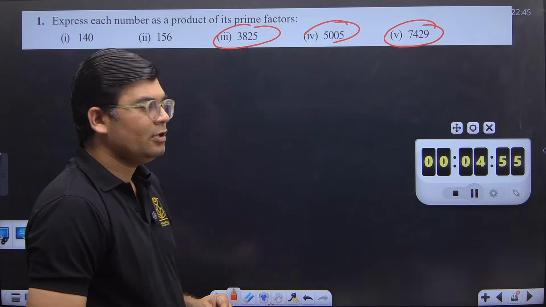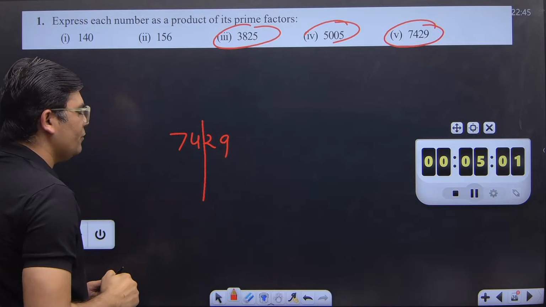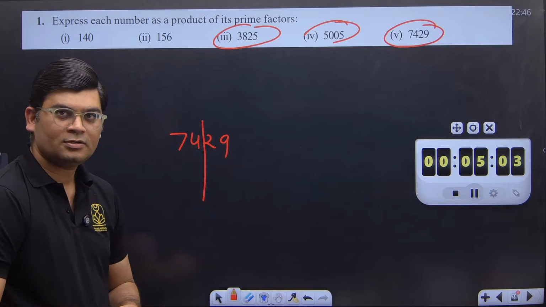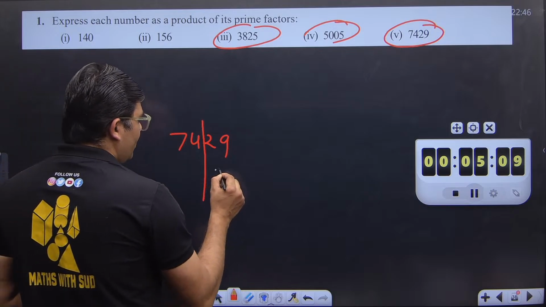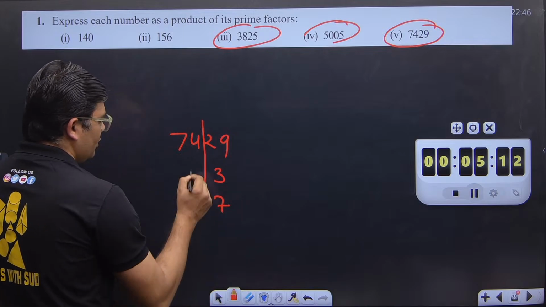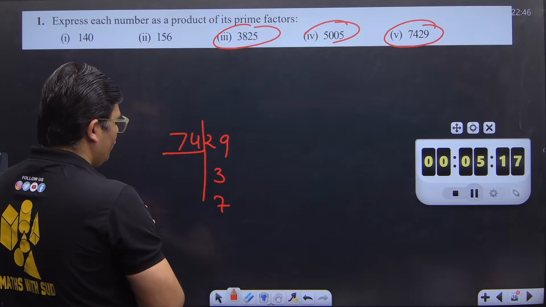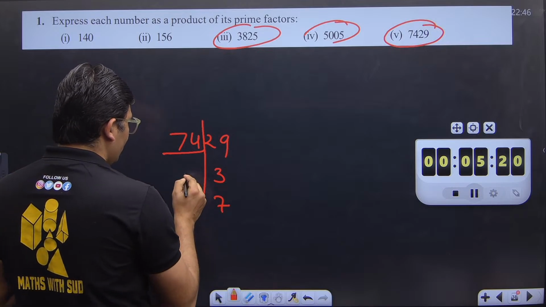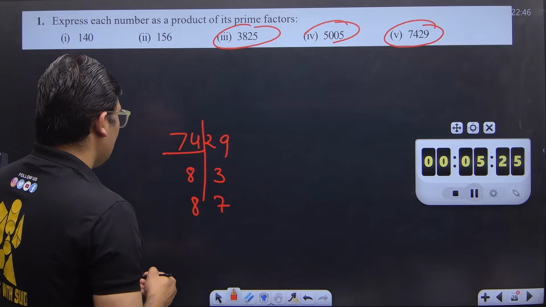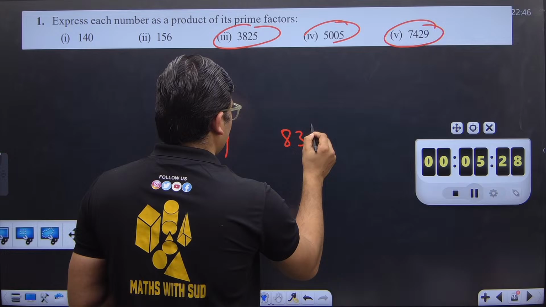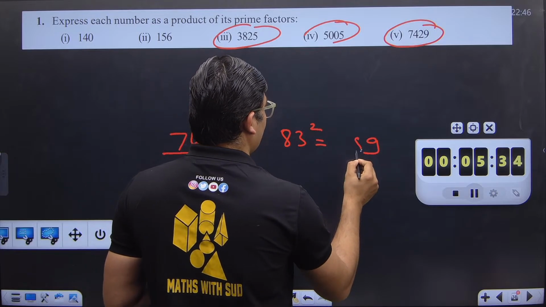So let us say 7429. What is the number whose square could be this? The number we can write here ends in 3 or 7. And for 74, 8 into 8 is 64, so it will lie between 83 and 87. Either it is 83 square. Let me see if it is 83 square. 3 into 3 is 9, 3 into 8 is 24, 48. No.